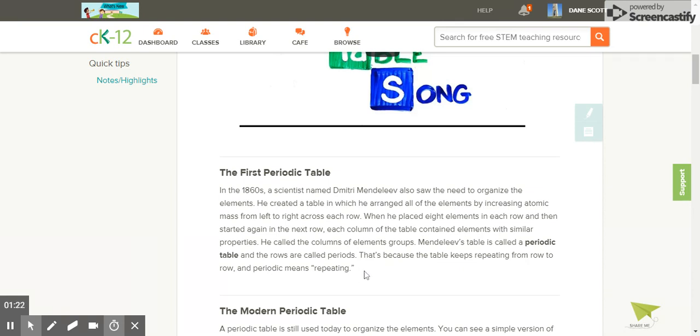He called the columns of elements groups. Mendeleev's table is called a periodic table, and the rows are called periods. That's because the table keeps repeating from row to row, and periodic means repeating. So, in summary, horizontal rows are called periods, and vertical columns are called groups.